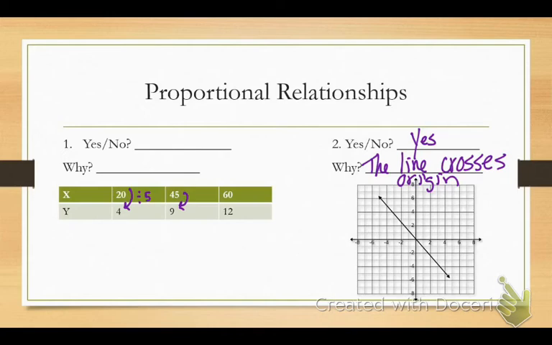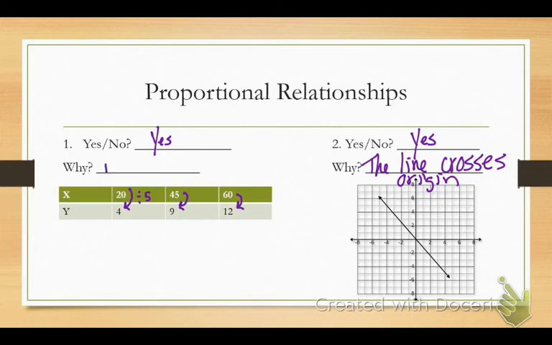Is 45 divided by 5 9? Yes, absolutely. Is 60 divided by 5 12? Yes. So this is proportionate because the same rate applies to all the ordered pairs.